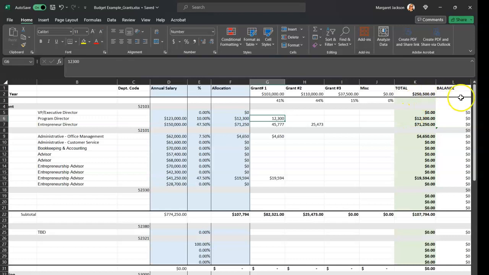Now, if you look here in the last column, if there were money left over, say there was not enough money to fund the entrepreneur director, let me just take that out. You see how the balance over here shows what's remaining. If they're going to get their full pay for the year, they need to have that amount of money. So we're going to put back in 25,473, and then you can see that returns to 0.